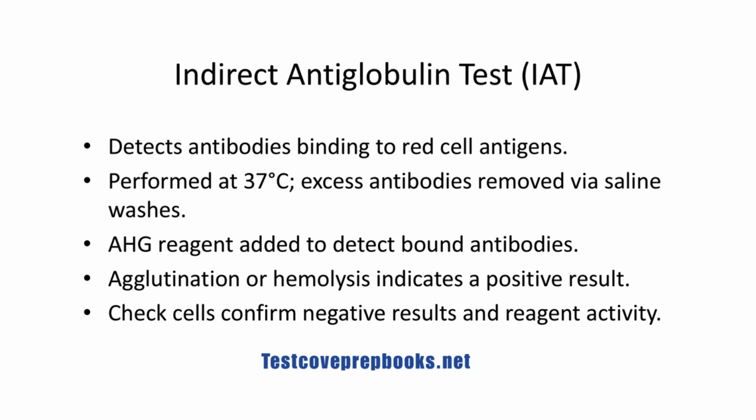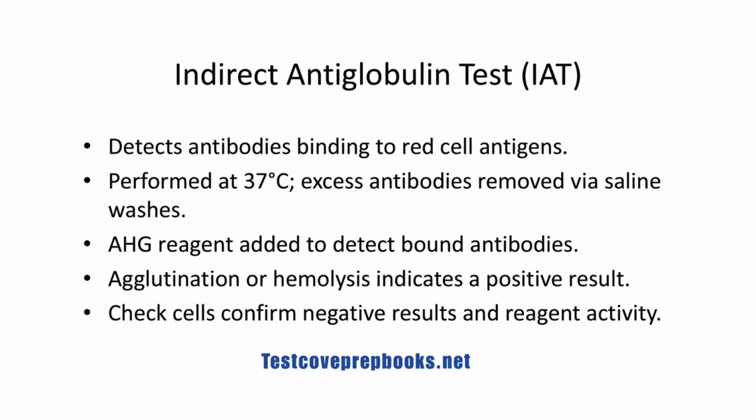Indirect Antiglobulin Test. The IAT is a key method used to detect antibodies that bind to red cell antigens. The process includes several steps. Antibodies in the patient's serum attach to their corresponding antigens on red cells at 37 degrees Celsius, which may result in hemolysis. Excess antibodies are removed through saline washes. If washing is inadequate, residual antibodies and globulins may neutralize the AHG reagent, leading to a false negative result.